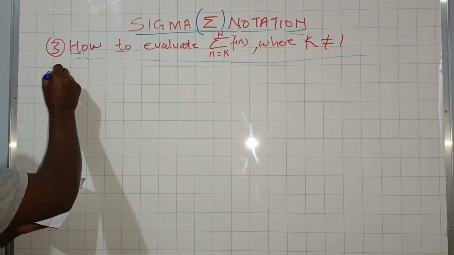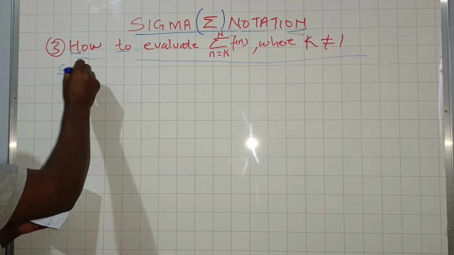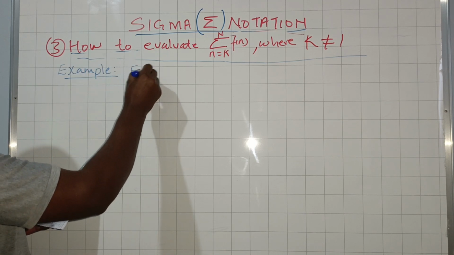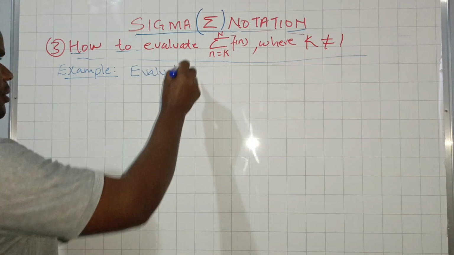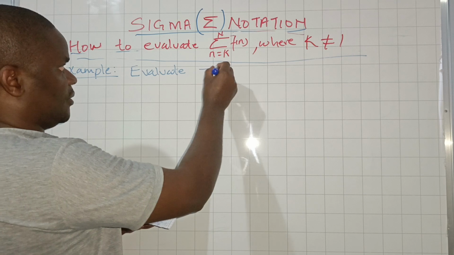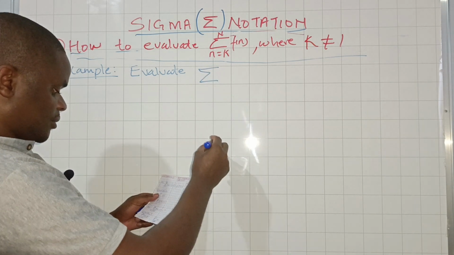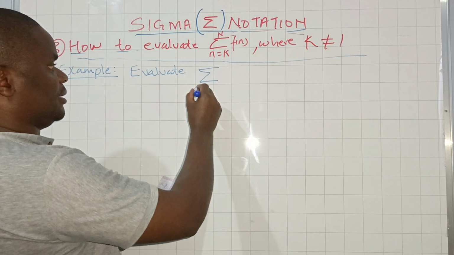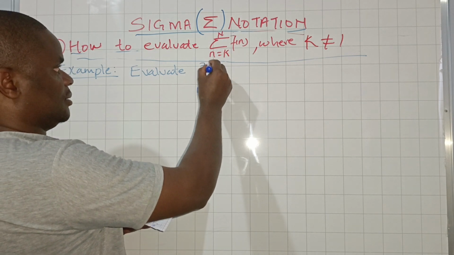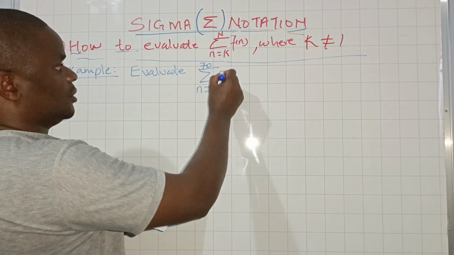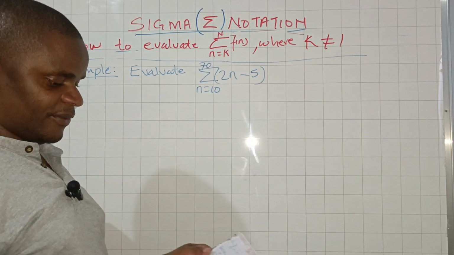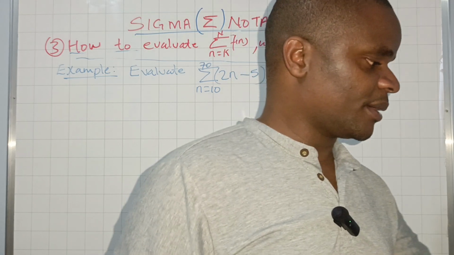Evaluate. This is an example. Evaluate the summation from n equals 10 to n equals 70 of the function 2n minus 5. Okay.